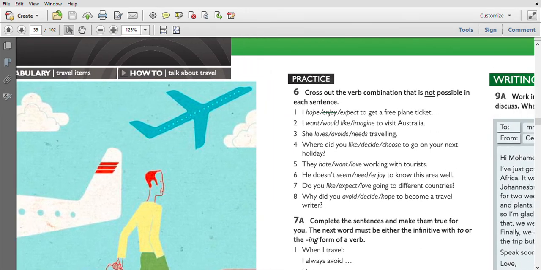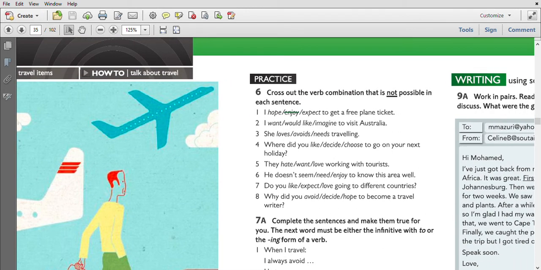Exercise 6. Cross out the verb combination that is not possible in each sentence. So the first one: I hope, enjoy, expect to get a free plane ticket. Here, enjoy is crossed. The second: I want, would like, imagine to visit Australia. Here we should cross imagine because after imagine we should use visiting.